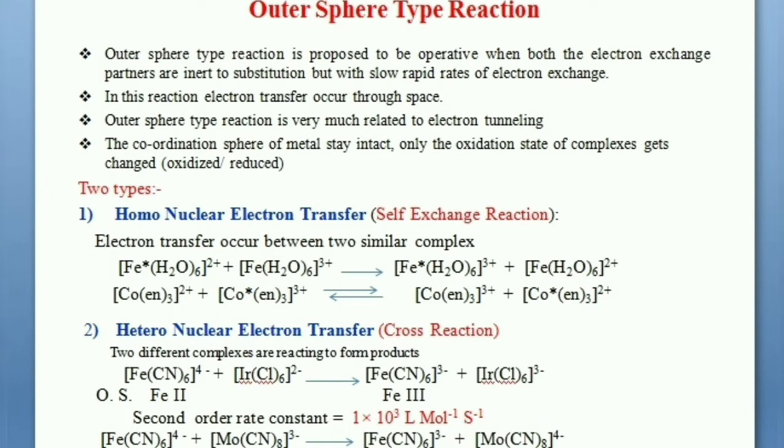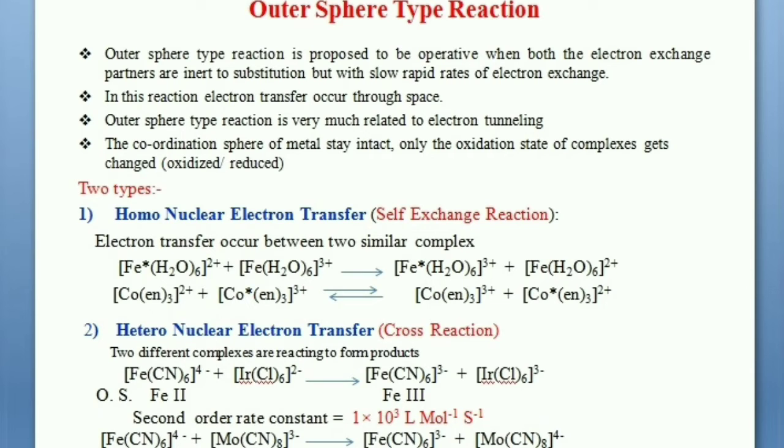Another type of outer sphere reaction is the heteronuclear electron transfer reaction, or cross reaction. In a cross reaction, the electron transfer occurs between two different metal complexes. In the given example, you can see the hexacyano-iron 4- complex reacts with the hexachloroiridium 2- complex and forms the hexacyano-iron 3- complex and the hexachloroiridium 3- complex. Here the electron transfer occurs between iron and iridium metal. After one electron donation, iron 2+ gets oxidized into iron 3+.